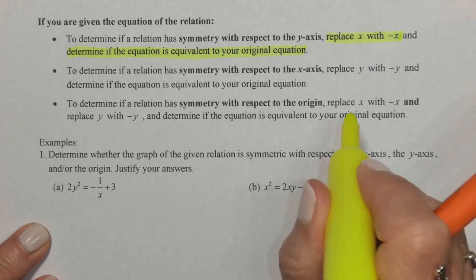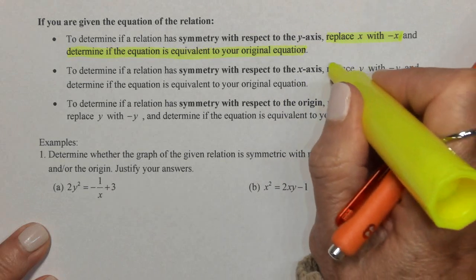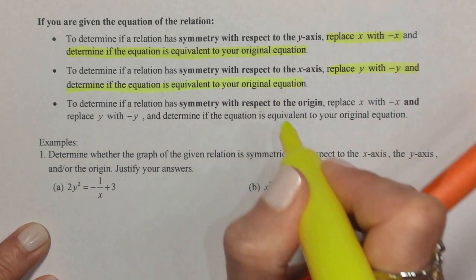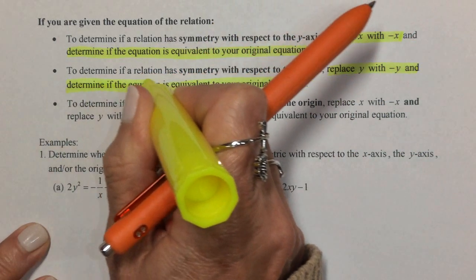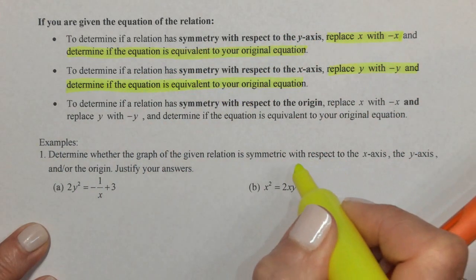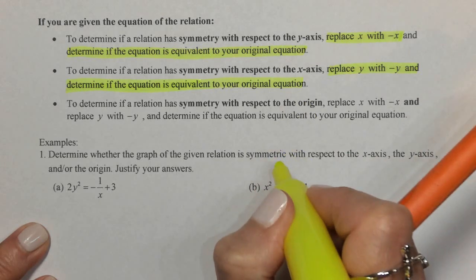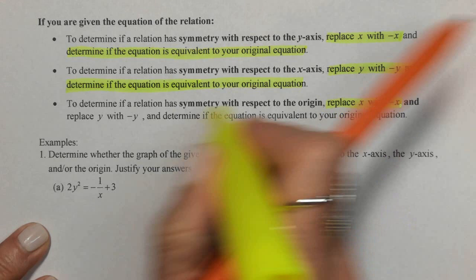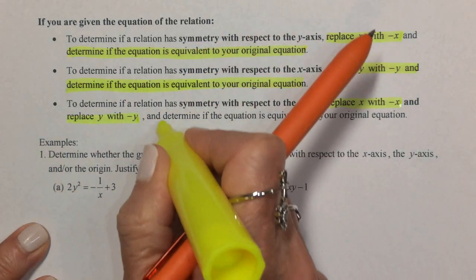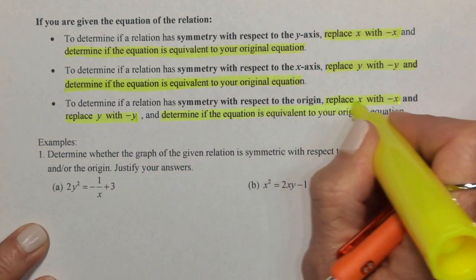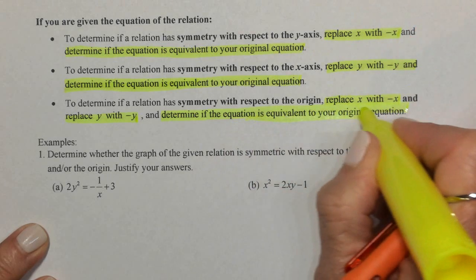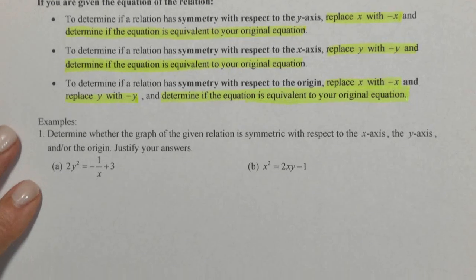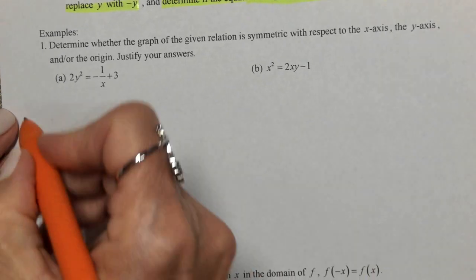To determine x-axis symmetry, replace y with negative y. Do the same thing. Determine if your new equation is equivalent to your original equation. For origin symmetry, replace x with negative x and replace y with negative y. Then determine if your new equation is equivalent to your original equation. So let's go through a couple of examples.